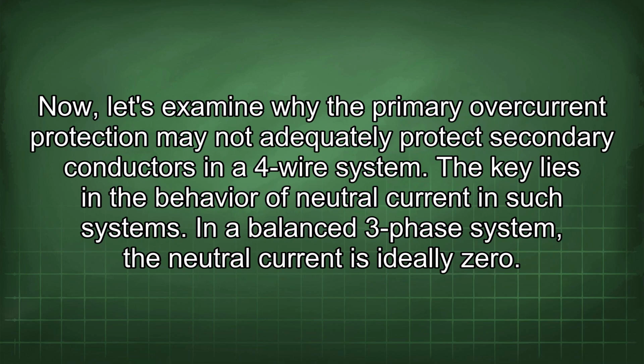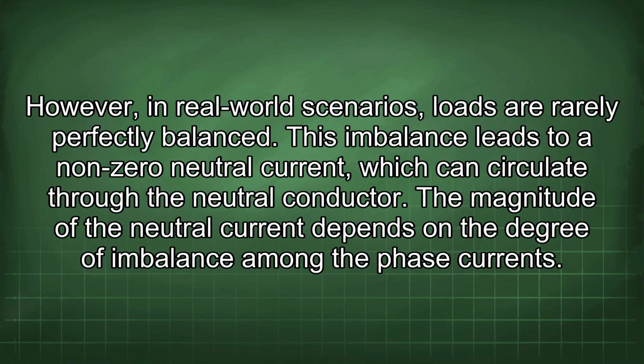Now let's examine why the primary overcurrent protection may not adequately protect secondary conductors in a four-wire system. The key lies in the behavior of neutral current in such systems. In a balanced three-phase system, the neutral current is ideally zero. However, in real-world scenarios, loads are rarely perfectly balanced. This imbalance leads to a non-zero neutral current, which can circulate through the neutral conductor.